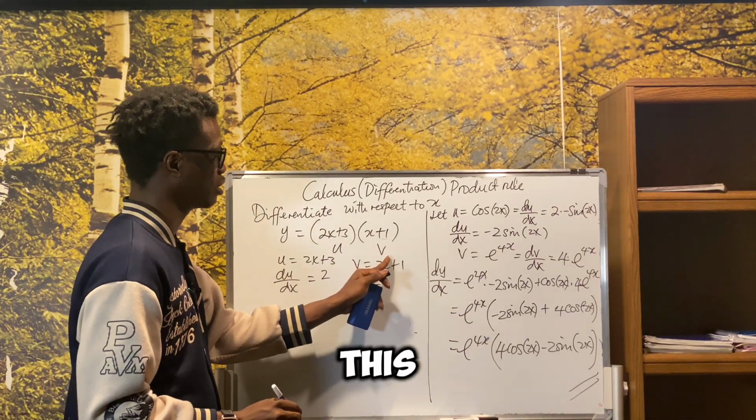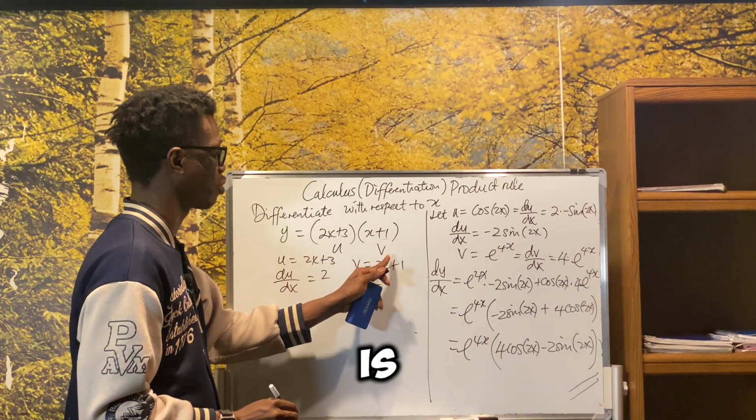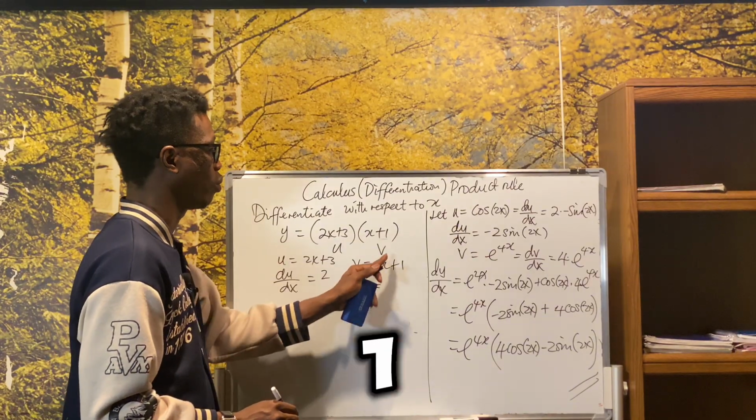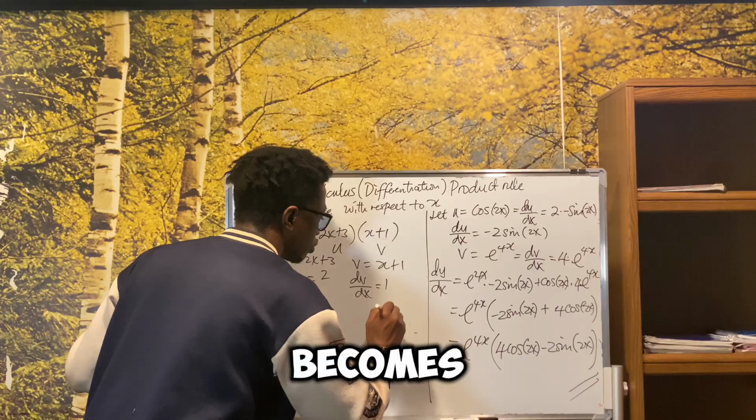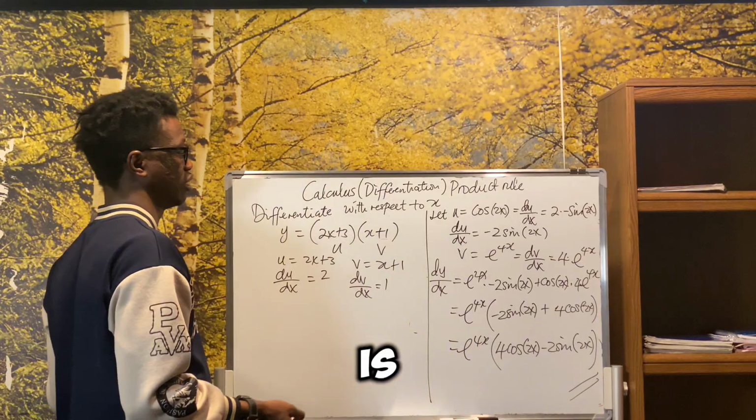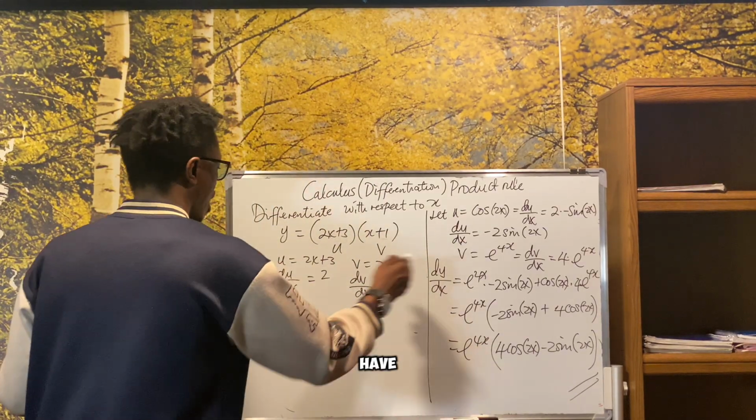When you differentiate this, remember the power of this is 1. 1 times this, it becomes 1. 1 minus 1 is 0. Any number raised to the power 0 is 1. So here becomes 1. When you differentiate this constant, it is 0. Okay? So now you have all this.